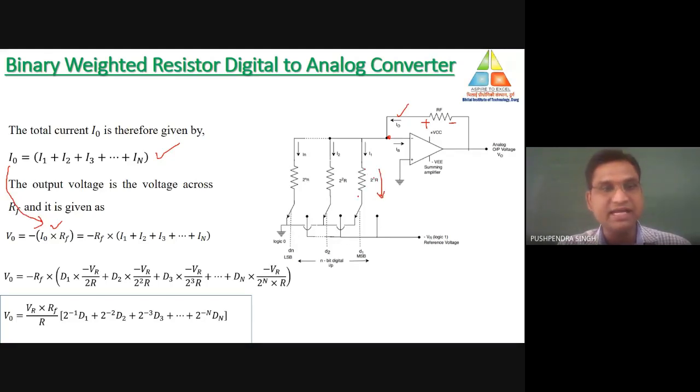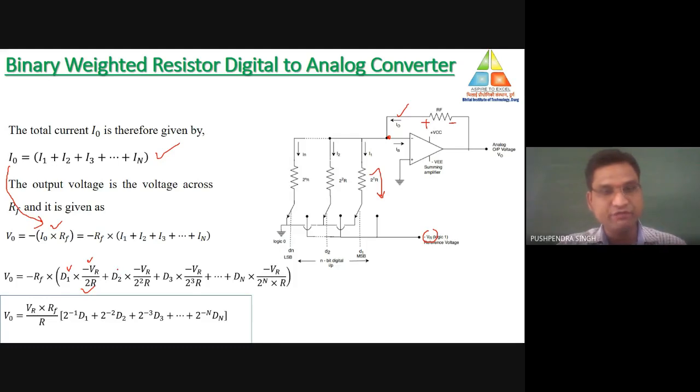Voltage divided by resistance. Voltage is what? Voltage is minus VR. So minus VR divided by resistance. Resistance is 2R, and that will depend on the position of the bit, whether it is 1 or 0. So let it be denoted as D1, bit position D1. So D1 into minus VR divided by 2R.